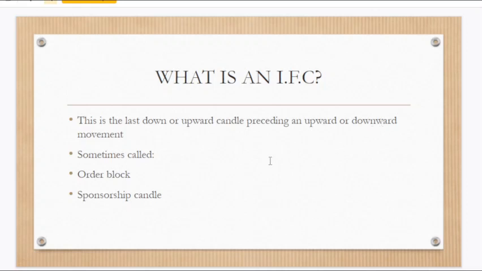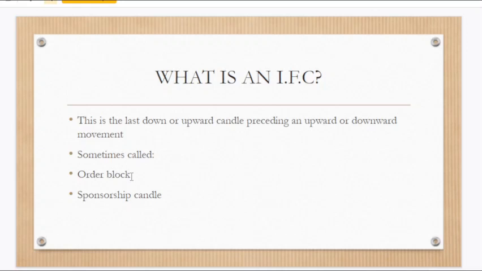Sometimes this institutional funded candlestick is called what? It's sometimes called an order block. So if you hear people talking about order blocks, they're actually just trying to say an institutional funded candlestick. You hear big institutions saying we are only going to enter the market when it reaches an institutional funded candlestick, or when it reaches our order block.